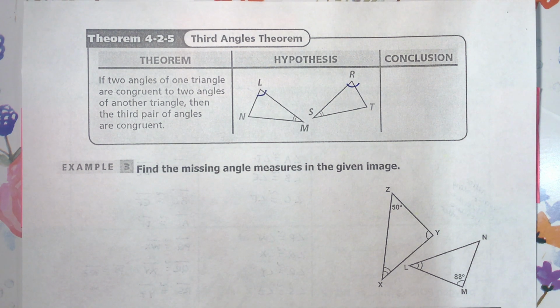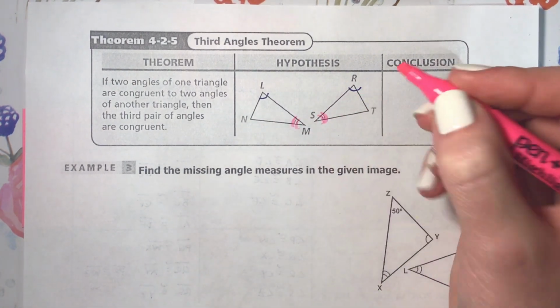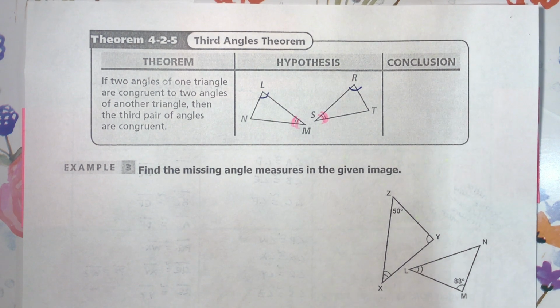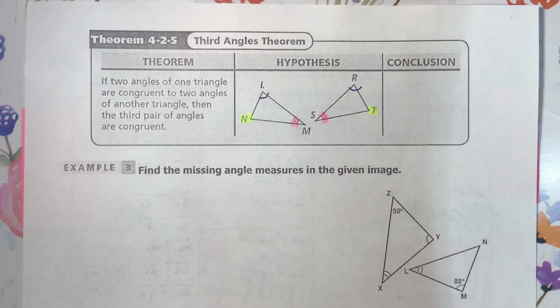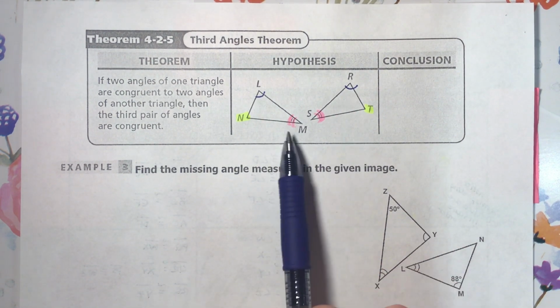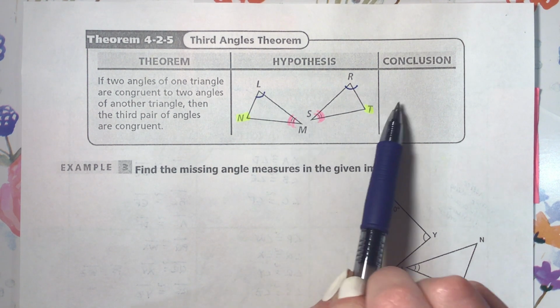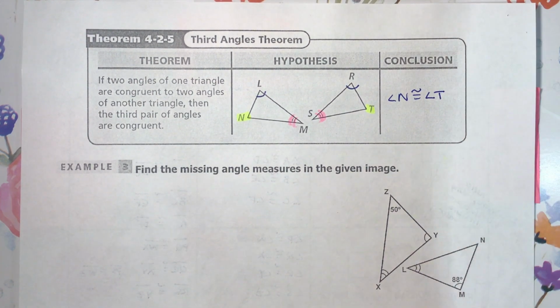But not only that, let me get another highlighter here. We also have a second pair in each of the triangles that are also congruent to each other. Now, if that's the case, then we must conclude that the remaining angles, and in this problem, angle N and angle T, must also be congruent. So my conclusion, if I have L congruent to R and M congruent to S, then my conclusion must be angle N is congruent to angle T.